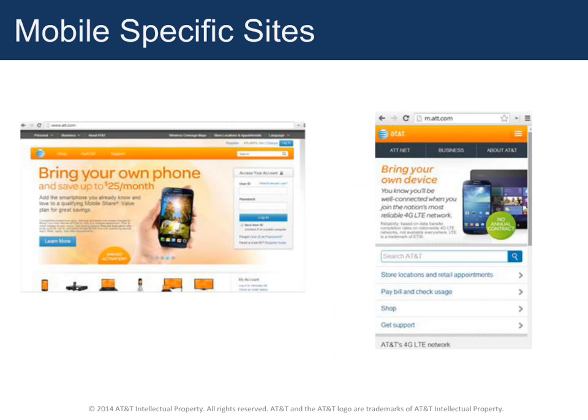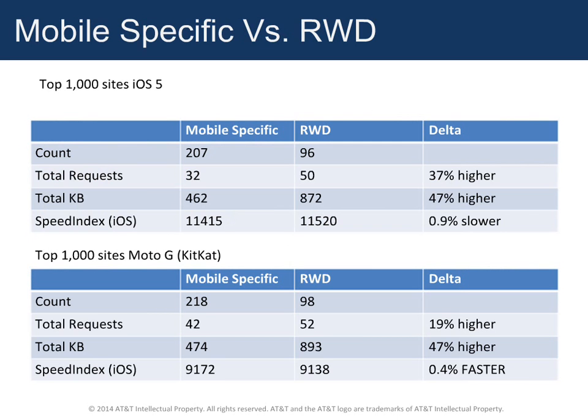And so we've done this two different ways. One is using the HTTP Archive data, using the older iPhone running iOS 5. And then we also, Andy, reran those same top 1,000 sites using the Moto G running KitKat. And you can see that the numbers are fairly similar. In terms of the count for mobile-specific, the mobile redirect versus the responsive web, within 10, which is pretty darn close.